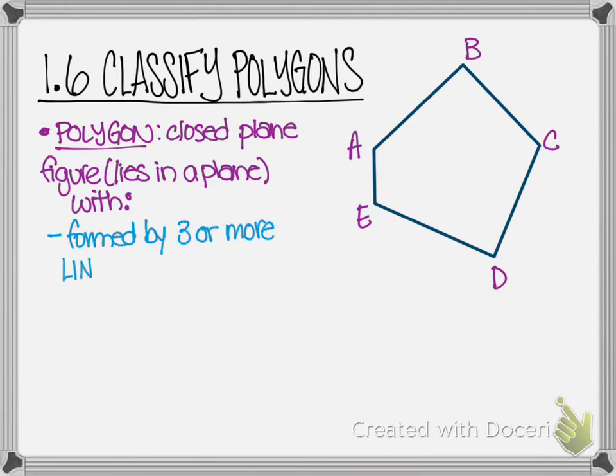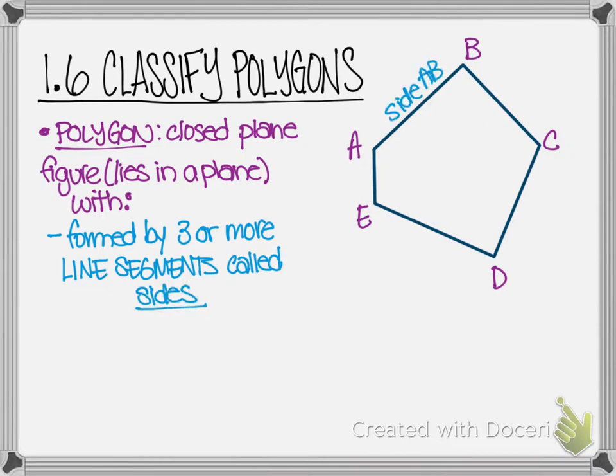So the first is it's formed by 3 or more line segments, and these are called the sides of a polygon. So this would be side AB over here that I just wrote, and then all the way around we'd have side BC, CD, DE, AE, all those sides. This is a 1, 2, 3, 4, 5-sided figure. So this would be considered a polygon.